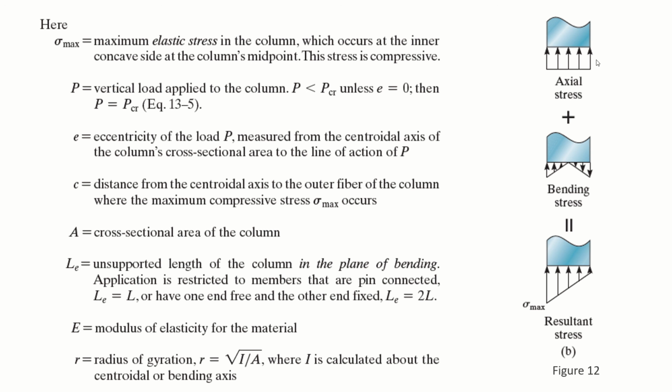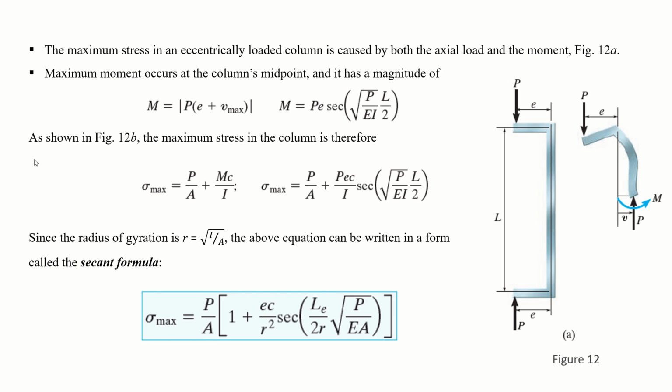These stresses are due to the axial stresses, these are due to bending stresses, just add them, and these are your resultant stresses. So sigma max is equal to P by A, the axial stresses, plus MC by I, the flexural stresses. And sigma max, when you put the value of M equal to P into E, so you are replacing M with P into E into C by I secant of this value, right? You are just putting M here with this additional C.